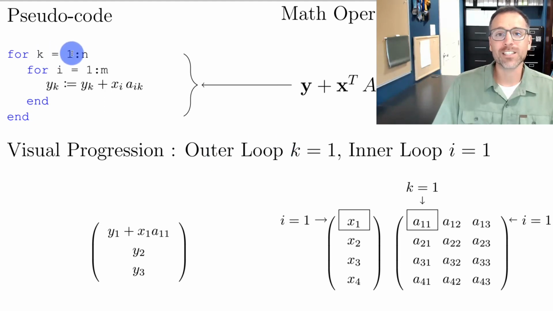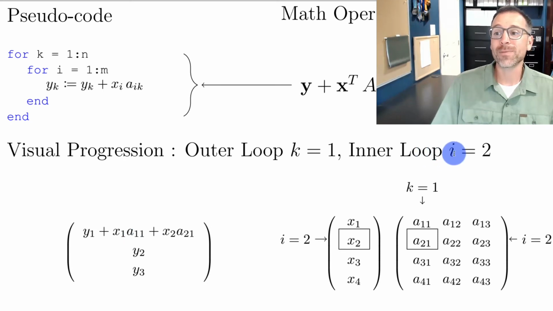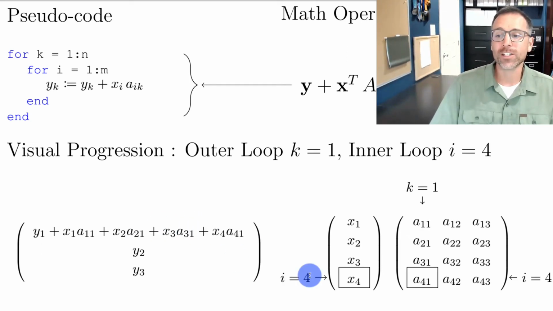Outer loop initializes as 1, inner loop initializes as 1. We update the first entry with x1 times a11, and we overwrite that in the first entry. When we increment the inner loop index by 1, we move down to the second entry of x multiplied by the second entry in column 1, because remember, this is the dot product between x and the first column. So I'm going to move down the entries of x and down the entries of the first column, each time updating the previous value. And I just keep going down until I get to the last entry in column 1. The first entry of our output now stores exactly what we desire.